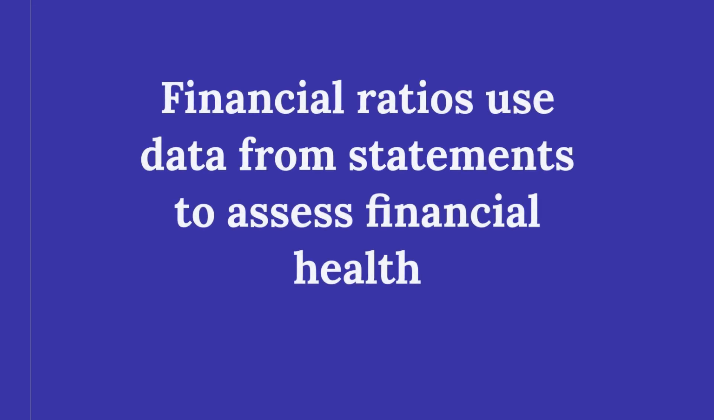Financial ratios are calculated using financial statement data. For instance, the current ratio is current assets divided by current liabilities. Gross profit margin is gross profit divided by revenue. These calculations provide insights into financial health. Understanding these formulas is crucial for accurate analysis.